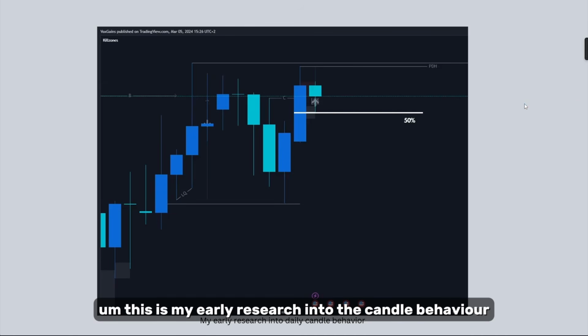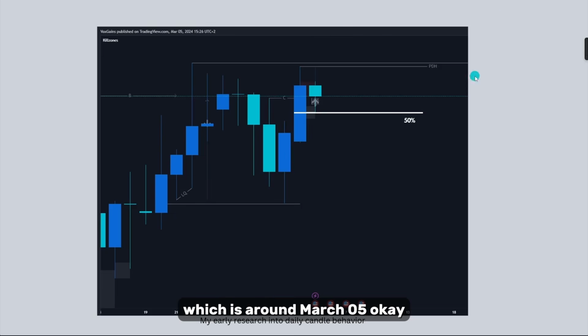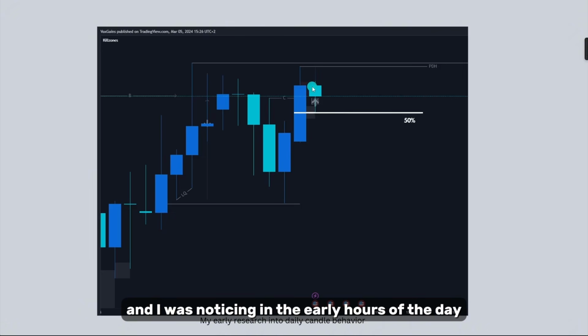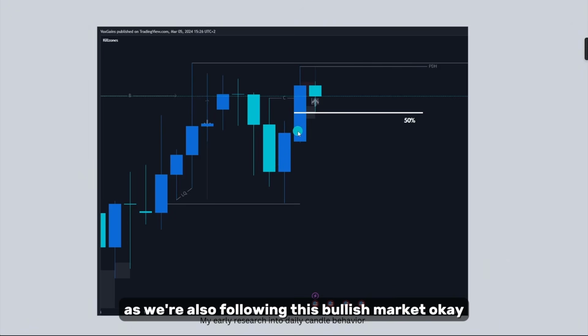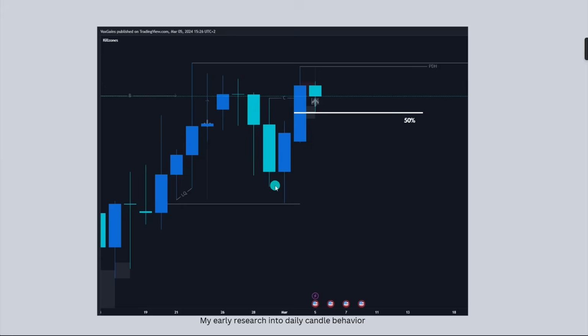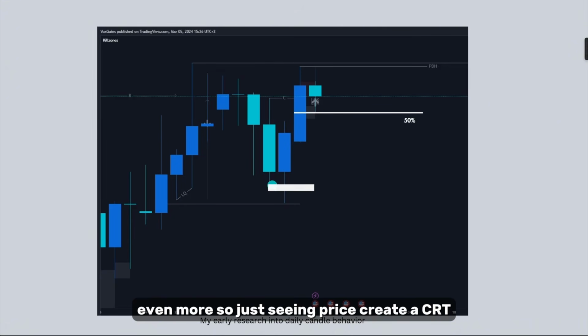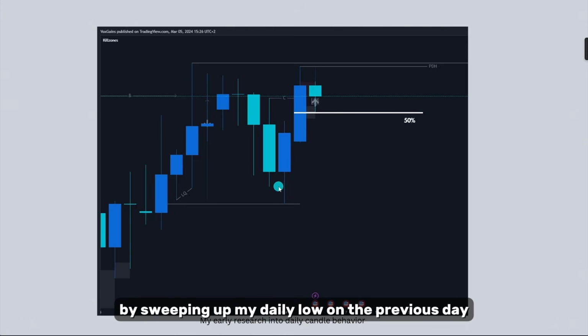This is my early research into the candle behavior, which is around March 05. Okay, we had a bullish candle, and I was noticing in the early hours of the day around London session, we actually started to retrace into the 50% of our previous daily candle. And I'm now using the previous day's high as my drawn liquidity, as we're also following this bullish market. Okay, very simply how we form our bias. First, we had two very impulsive candles, so I'm looking to use my CIT. Even more so, just seeing price create a CRT just before this by sweeping out my daily low on the previous day, we now know there's a lot of volatility for price to want to purge and continue higher.